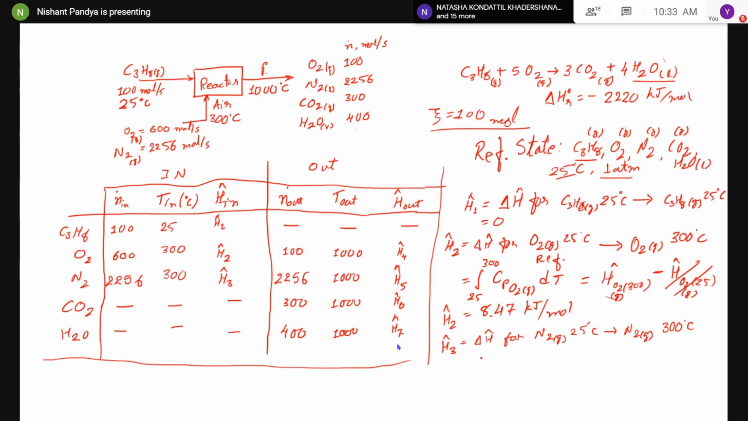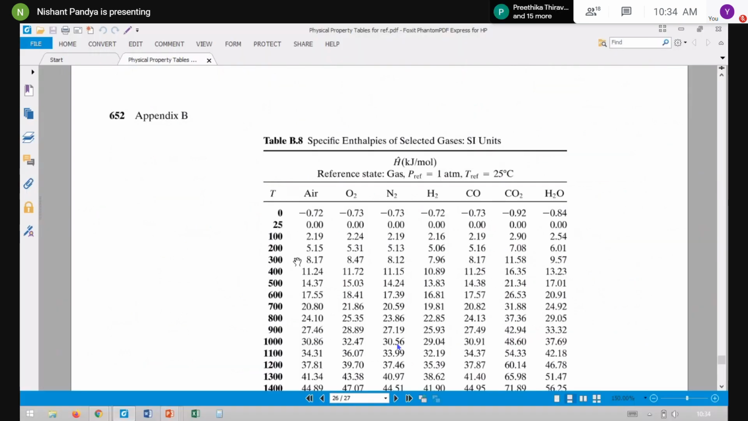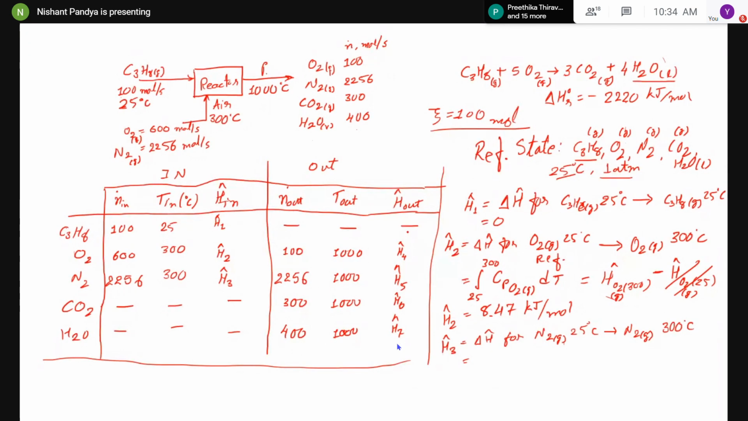Okay. So N2, nitrogen, right? Third one, so 25 to 300. Again, what you have to read? Only 300 or the integral of Cp dT. If you are interested in that integration, you do that, or I'll take the value from here, nitrogen 8.12. So at 300 degrees Celsius, 8.12 kilojoule per mole.